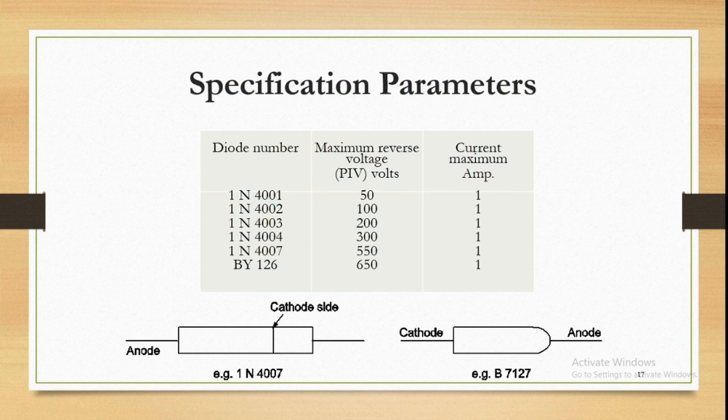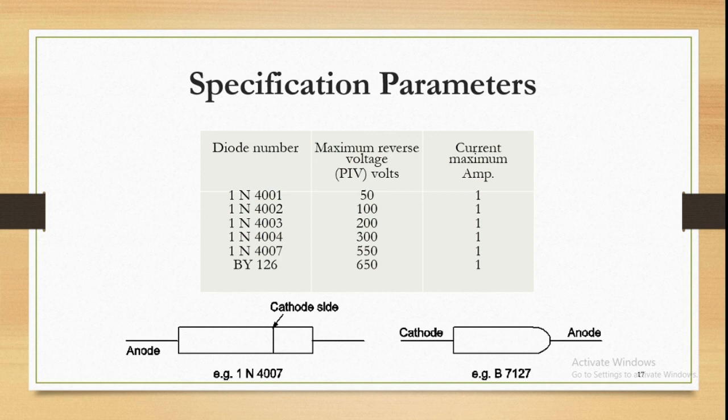This important term leads to a specification parameter. We have several diode numbers: 1N4001 has a peak inverse voltage of 50 volt and can take a current up to 1 ampere. 1N4002 has a maximum reverse voltage PIV of 100 and can take a maximum current up to 1 ampere. In this way we have devices that can take different maximum reverse voltages. BY126 will take 650 peak inverse voltage, which is much greater.